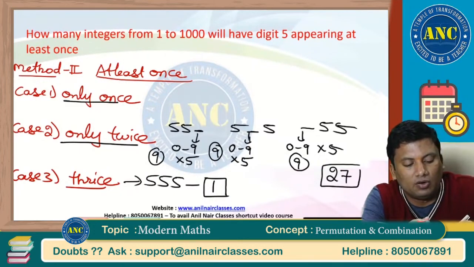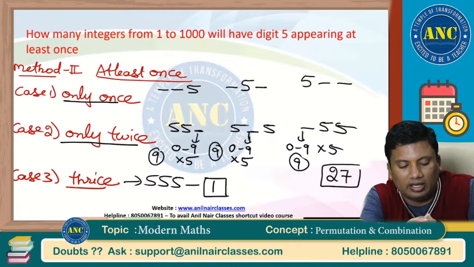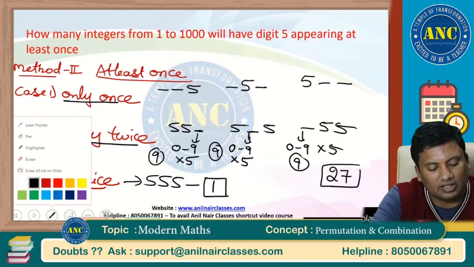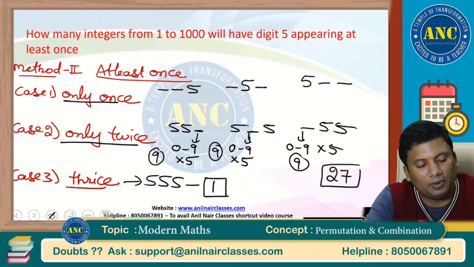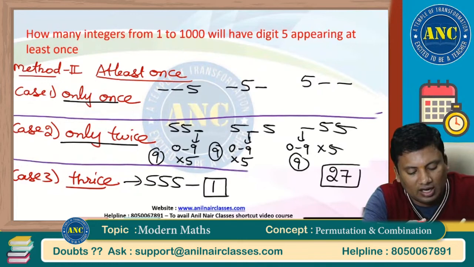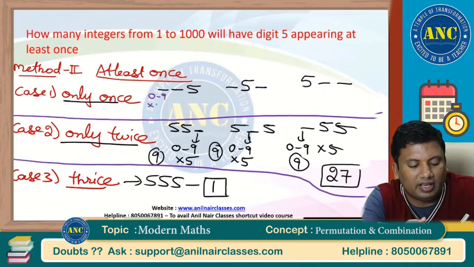Only once: it can be like this, or like this, or like this. Are you all with me? Only once, 5 can be present in the units place, tens place, or hundreds place. In the other places, 0 to 9, 5 cannot come.